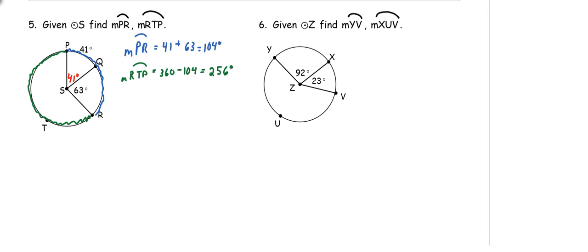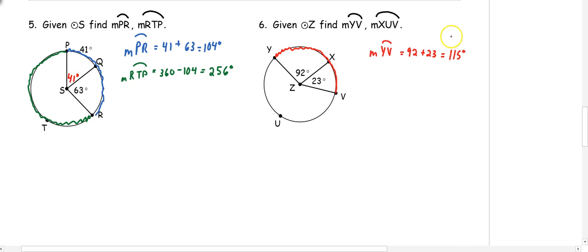So let's try again, number 6. So number 6, the first thing we need to find is YZ or YV. So YV is those two arcs together. So the measure of YV is 92 plus 23. And when we add those together, 92 plus 23, we get 115 degrees.